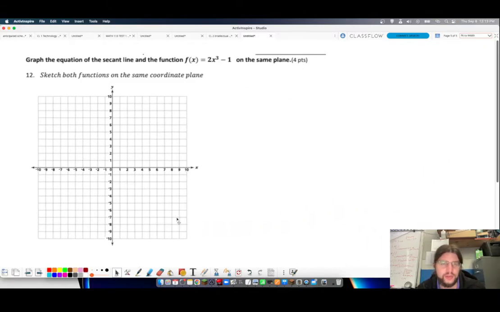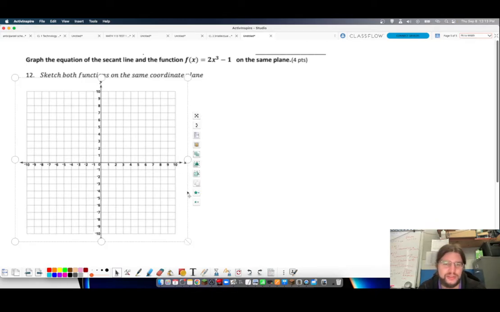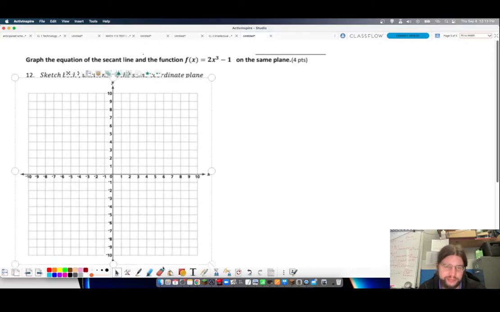All right, so first, what kind of mother function is this? It's a cubic mother function. So I'm going to start with that, and I'm going to transform it. The basic points for the cubic mother function, I'm going to erase these in a minute, so don't do it in pen. The basic points are 0, 0, 1, 1, negative 1, negative 1.